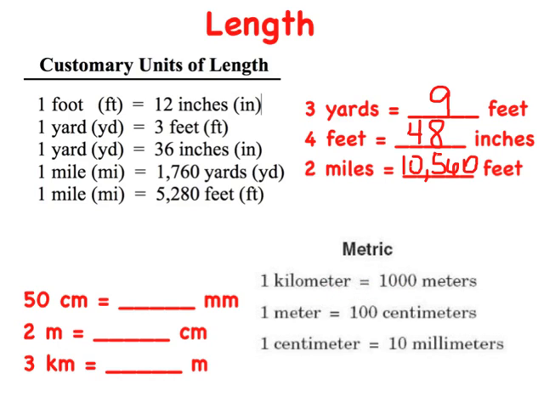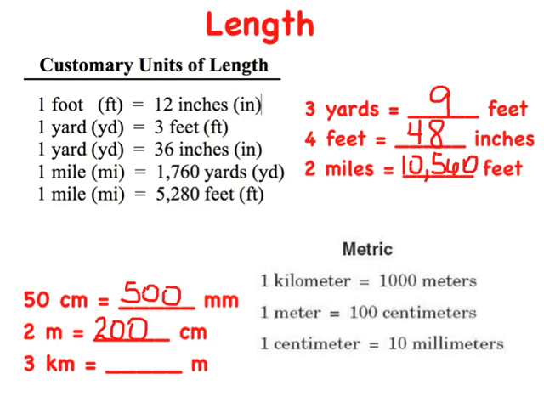So if that's the case, let's work some of these. And I see that 50 centimeters equals how many millimeters? Well, 1 centimeter equals 10 millimeters. So if I had 50 of those, then I would have 500, or 50 times 10. The next one, 2 meters equals how many centimeters? Well, by looking at my chart, I see that 1 meter is 100 centimeters. So if I double that, 2 meters would be 200 centimeters.